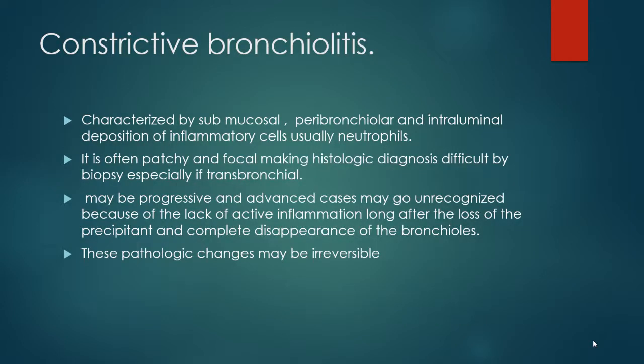You also have the constrictive subtype, which is associated with submucosal and peribronchiolar deposition of inflammatory cells, usually neutrophils. In terms of time, this is a more subacute manifestation. It's often very patchy and focal in terms of the distribution in the pulmonary parenchyma. So depending on how you get these biopsies, you may actually miss the lesions.